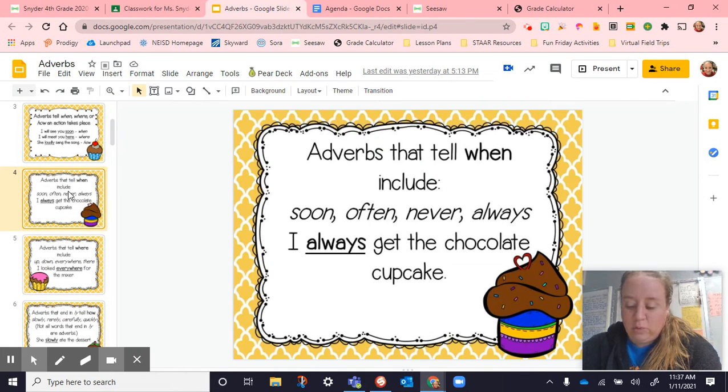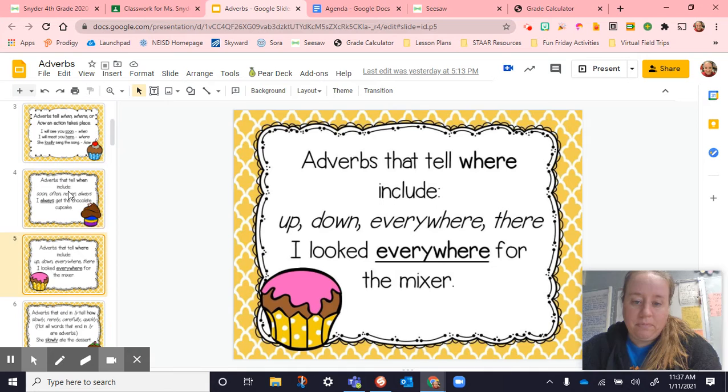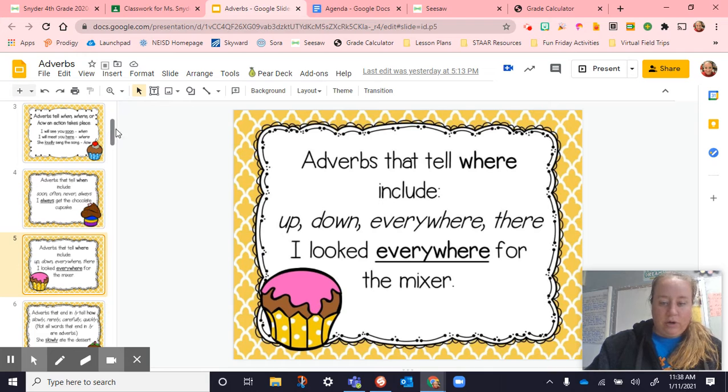So adverbs that tell when include things like soon, often, never, always. I always get the chocolate cupcake. Adverbs that tell where include up, down, everywhere, there. I looked everywhere for the mixer. So instead of just saying I looked for the mixer, if you say I looked everywhere, then that gives the reader a better understanding of where you were looking.